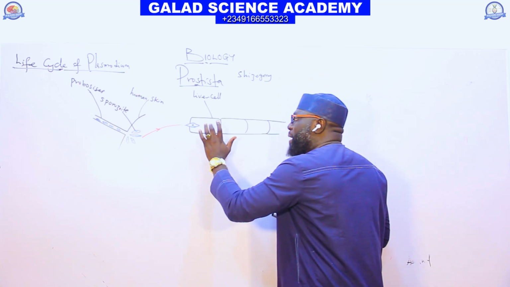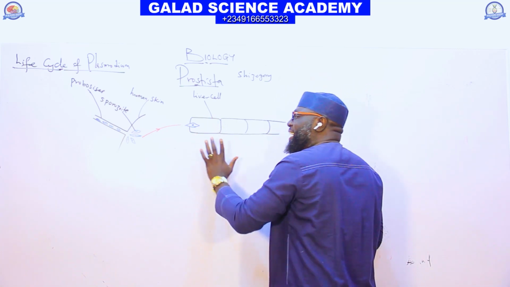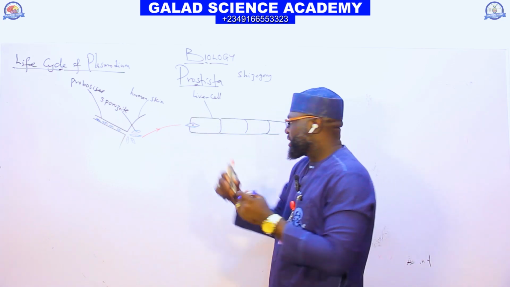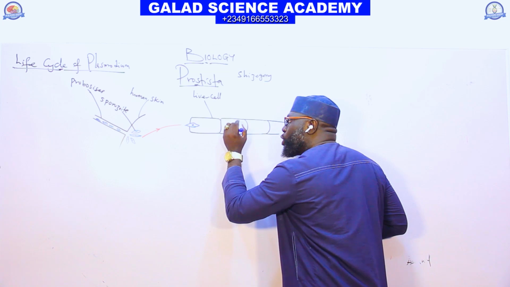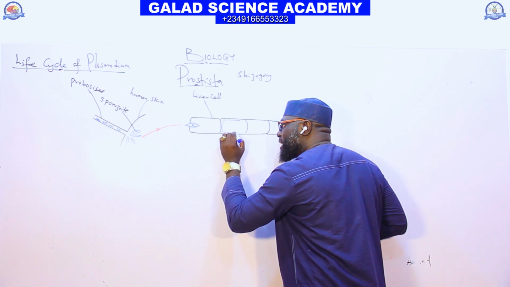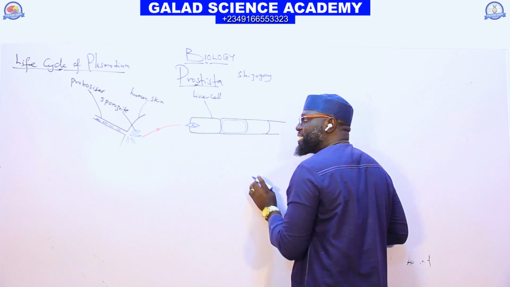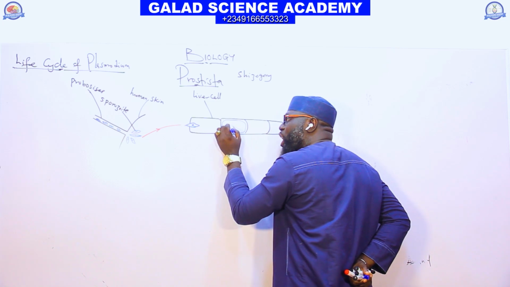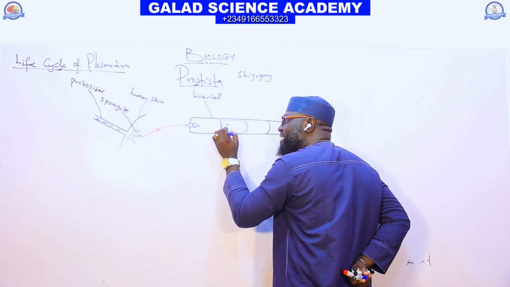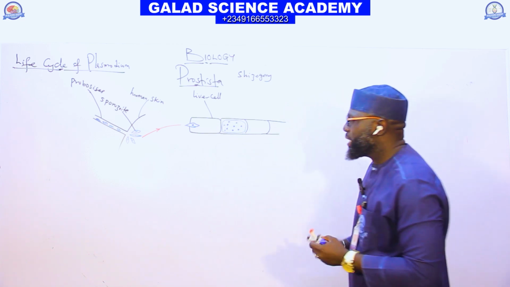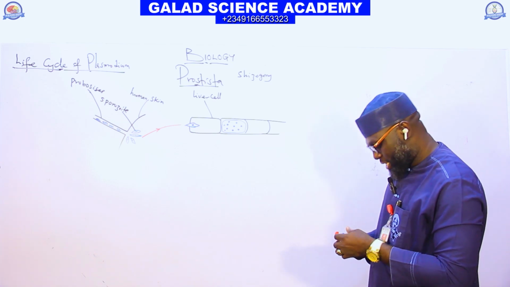So when this gets into the liver cell, the next thing is it will enlarge. Look at the size. It will enlarge like this. When it is enlarged, its nucleus will be divided.